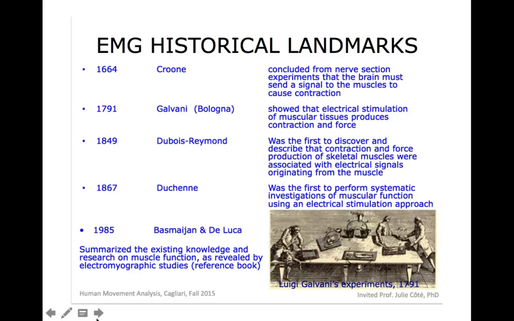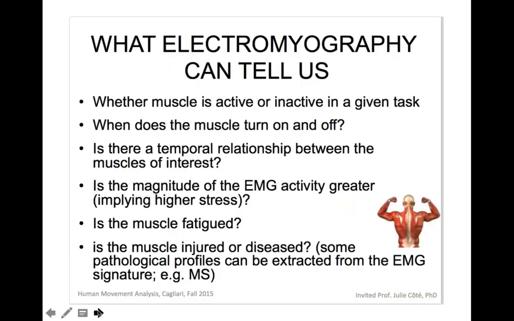Then finally, in 1985, Basmajian and DeLuca summarized existing knowledge on muscle function as revealed by EMG studies. So you can see that was 30 years ago. The technology was pretty mature by 1985. What has changed since 1985 has been the ability of microprocessors and microcomputers to actually, in real time, acquire EMG signatures and do something with it. So hence the development of things like smart prosthetics and smart wearable sensors.